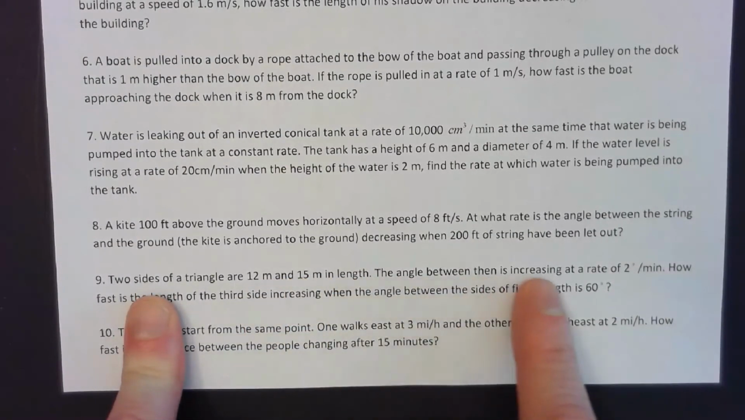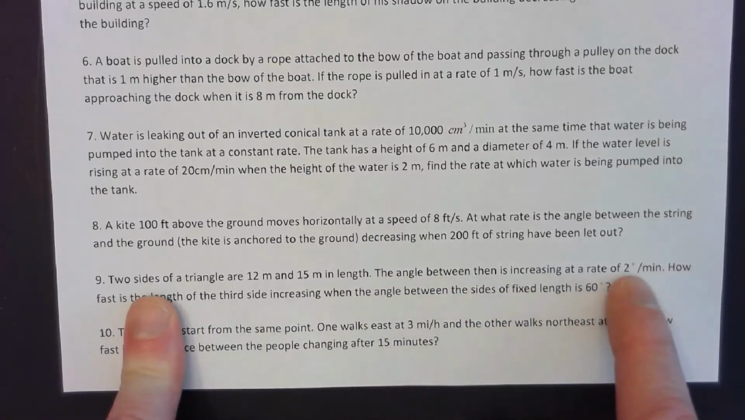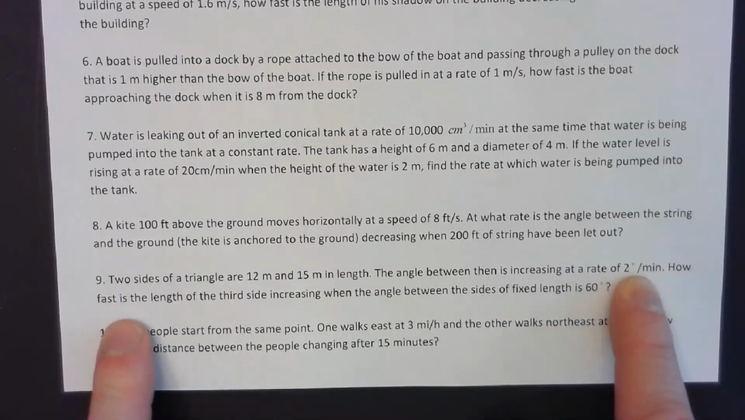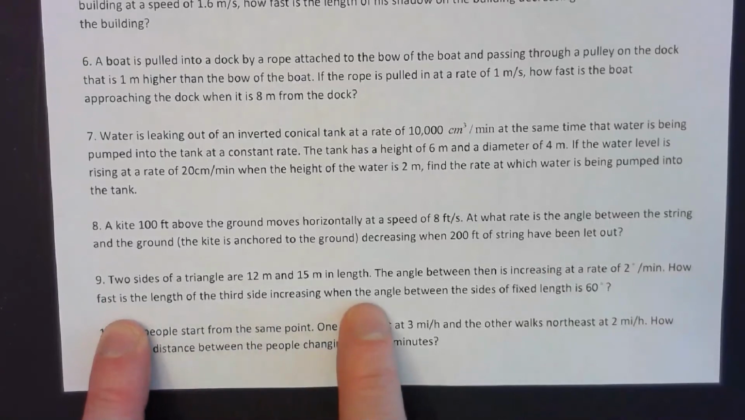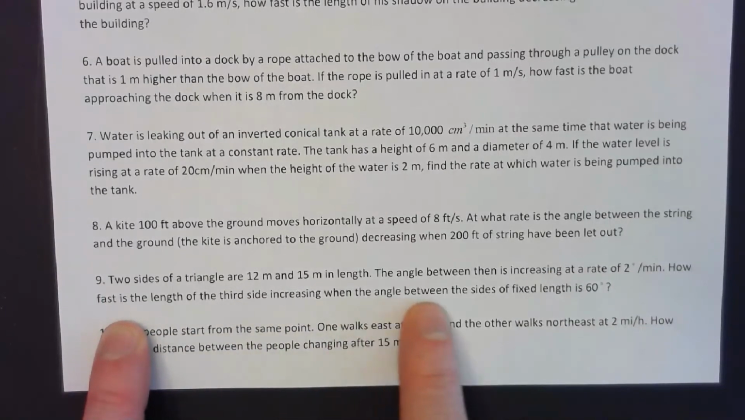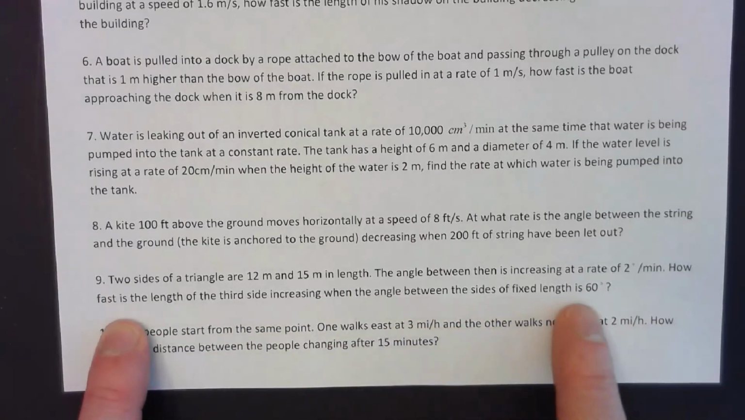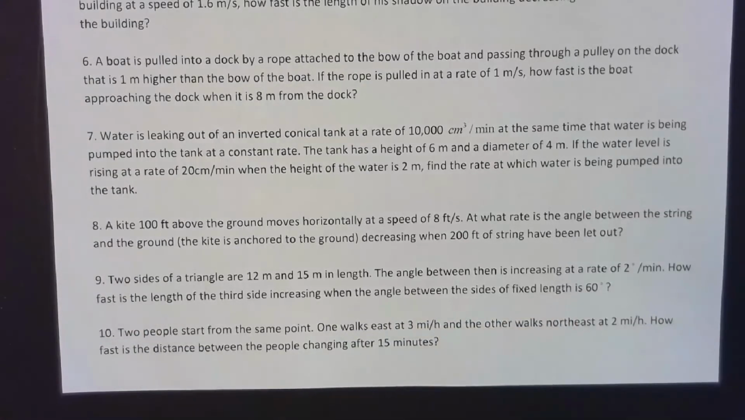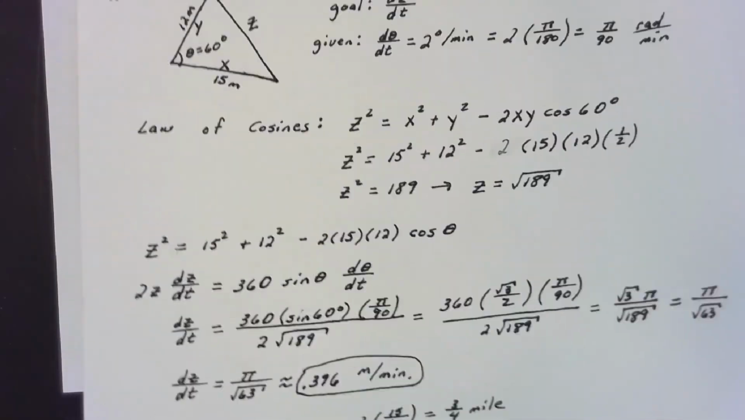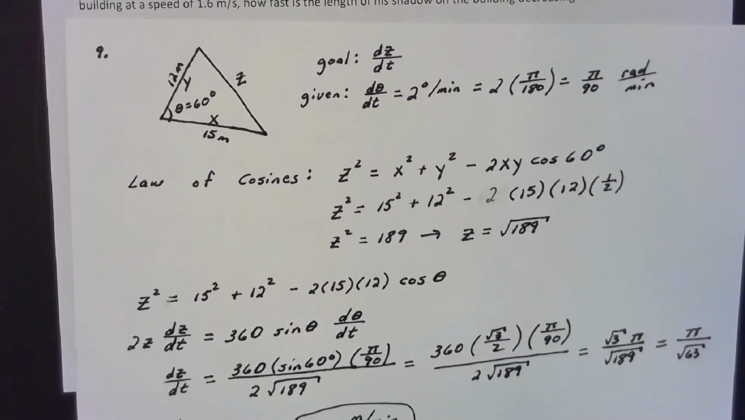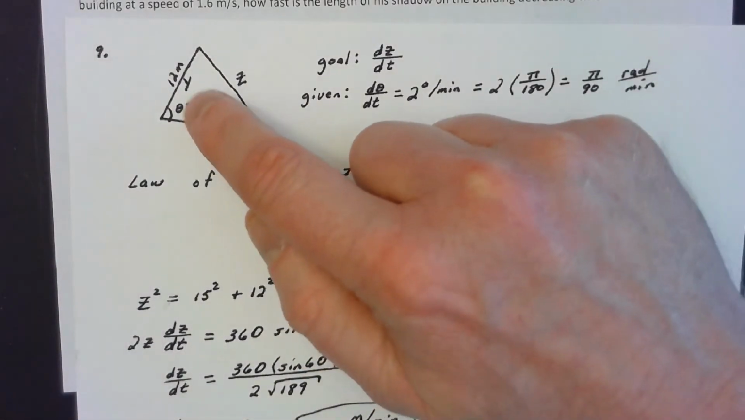The angle between them is increasing at a rate of 2 degrees per minute. How fast is the length of the third side increasing when the angle between the sides of fixed length is 60 degrees? Please notice in this problem, this does not in any way tell you it's a right triangle. You cannot make that assumption. So I'll say, okay, for number 9, what can I assume? Well, exactly what the problem said.